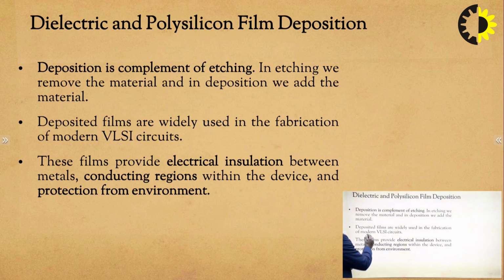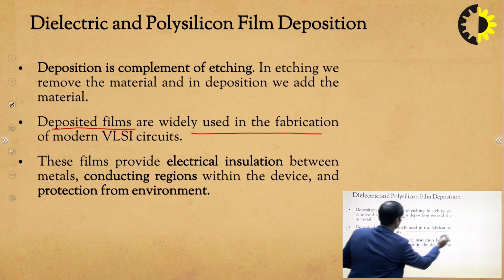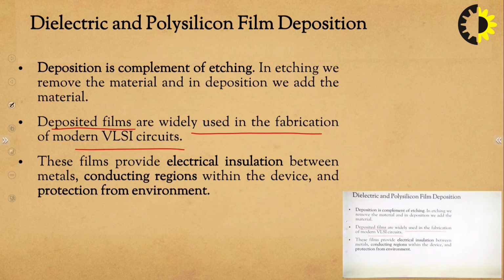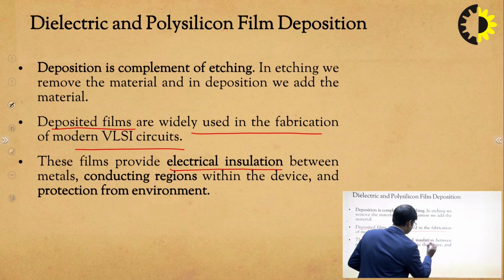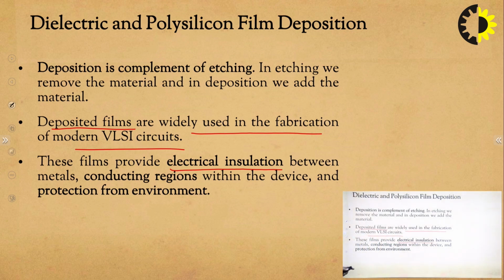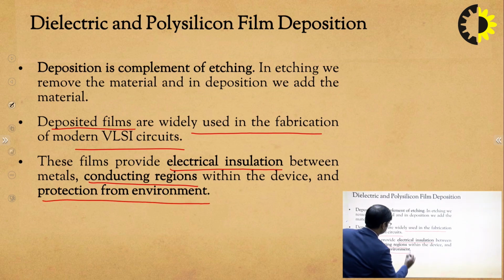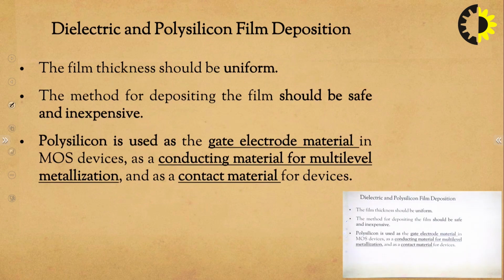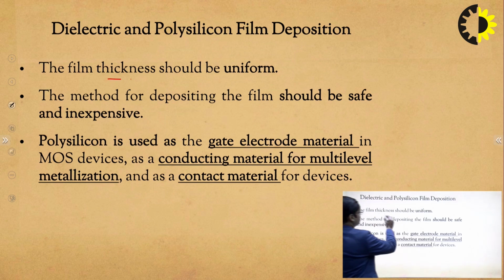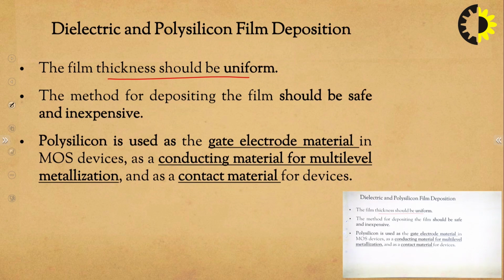Now, film deposition is a very widely used process in the fabrication of the VLSI circuits. These films are used for various purposes. Dielectric films provide electrical insulation, whereas the polysilicon film provides conducting regions within the device, and the dielectric layers are also used to provide protection from the environment. Some of the characteristics of these deposited films is that the thickness should be uniform, and the method used for film deposition should be safe and inexpensive.